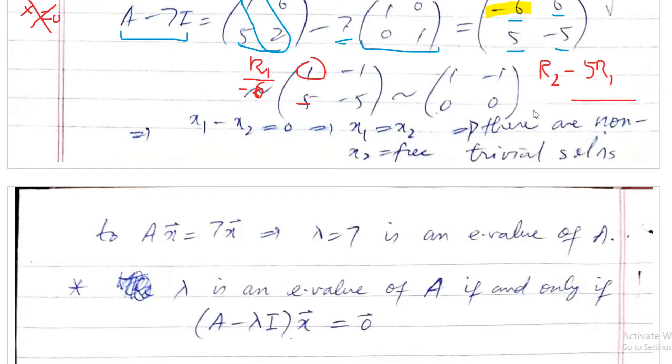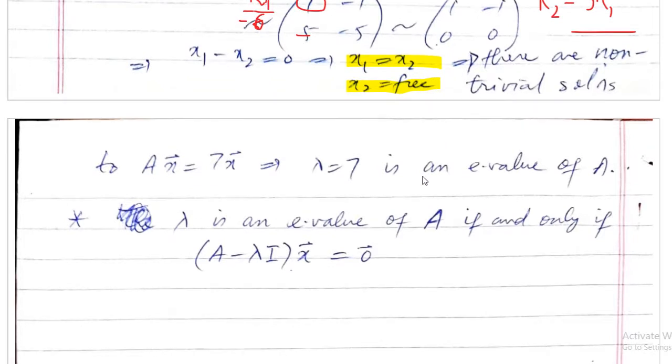So my solution is x1 is equal to x2. This is my solution, x1 equal to x2 and x2 is free. So you see, I got infinitely many solutions. So there are non-trivial solutions, non-trivial means non-zero solutions. A non-trivial solution to this system means lambda is equal to 7 is an eigenvalue of A.